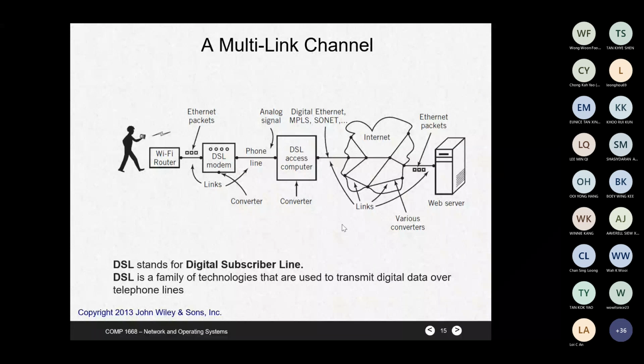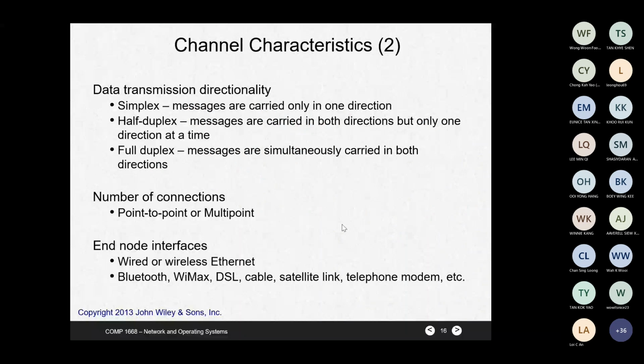Okay, still continuing with data transmission or channel characteristic: point to point or multi-point. Ethernet, definitely Ethernet is very important. Please pay attention to Ethernet. Other than Ethernet, we did cover interfaces or communication channels such as Bluetooth, WiMAX, DSL, cable, satellite link, telephone modem, Wi-Fi, and so on. And also don't forget, you must know what is simplex, half duplex, and full duplex. All these are very basic stuff.